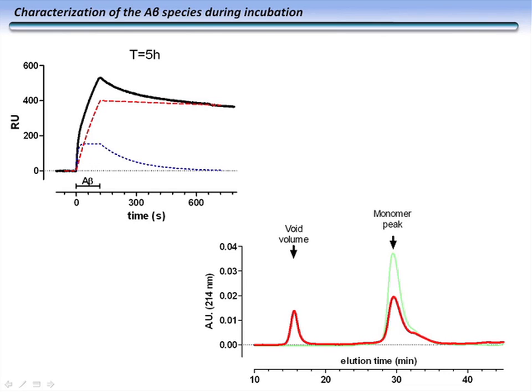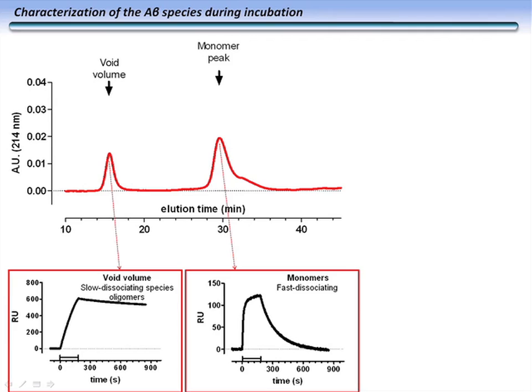So what was likely is that the species present in the void volume, that means aggregated species, were the same appearing here as the slow off-rate species. To validate this hypothesis, we made an experiment in which we injected in SPR the two fractions obtained from SEC. And what we found is that if we inject the fraction corresponding to the monomeric peak, we obtained the fast dissociating species as expected. Whereas if we inject the fraction corresponding to the void volume, we obtained the slow dissociating species.